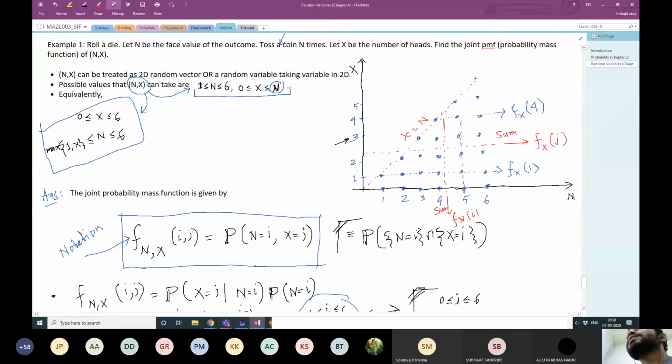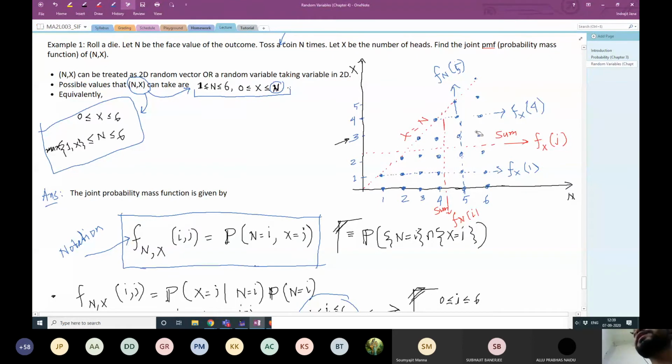If I sum all the probabilities along this vertical line, this should give me f_N(5). So basically the point is that for each i and j, these are falling in this region. So this point is i is 4, j is 2. This point is i is 6, j is 2. This is i is 6, j is 3. So with each of these points, a probability is associated.